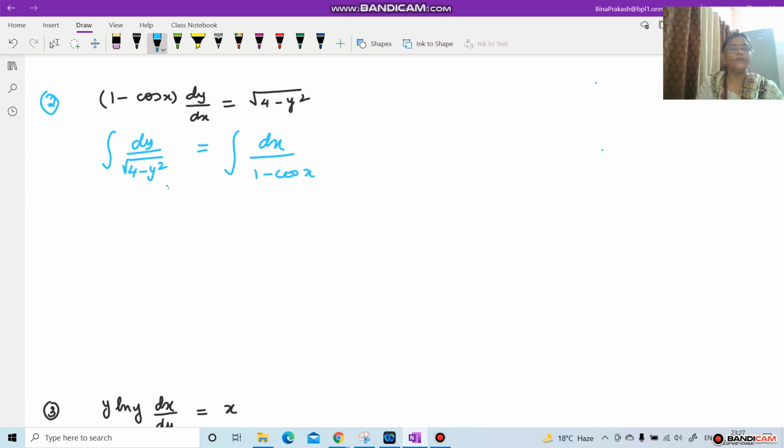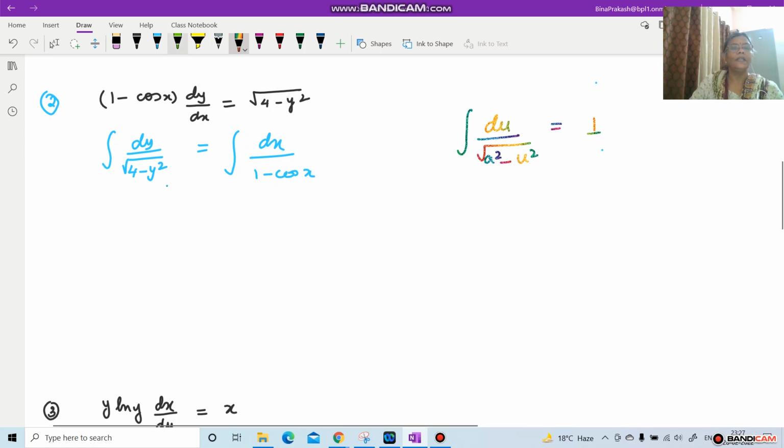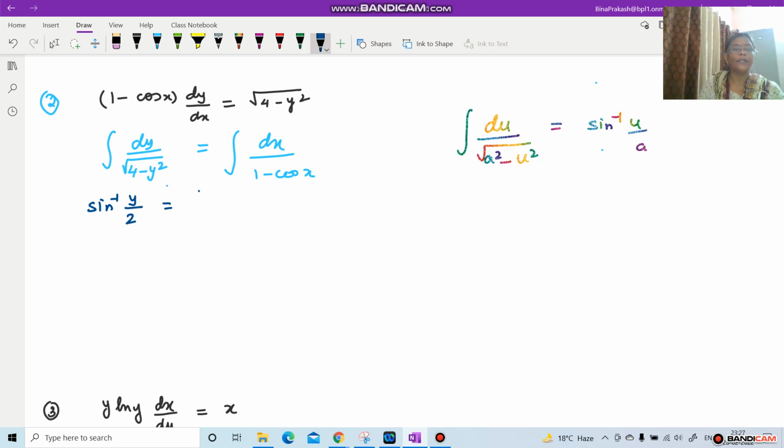Now for the integration of this, we have a formula for the integral of dy by under root of (a square minus u square), where a is a constant. The formula that we have is sine inverse of u on a. So as per this formula, the left hand side reduces to sine inverse y on 2. And what about the right hand side?